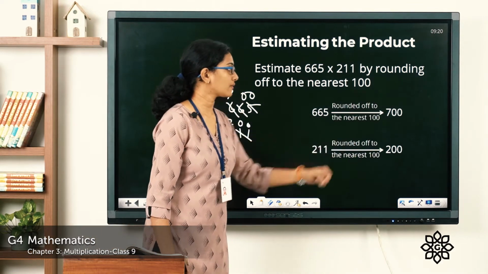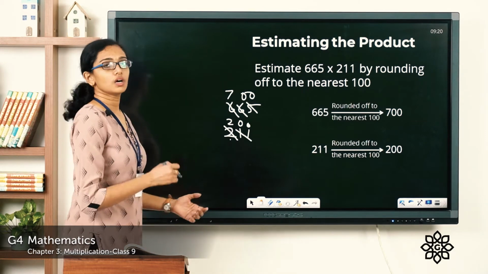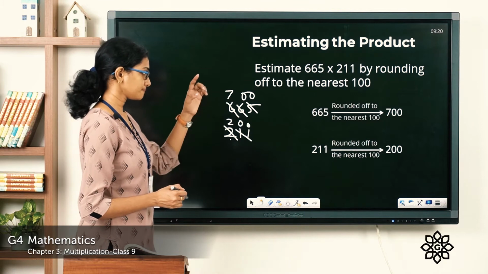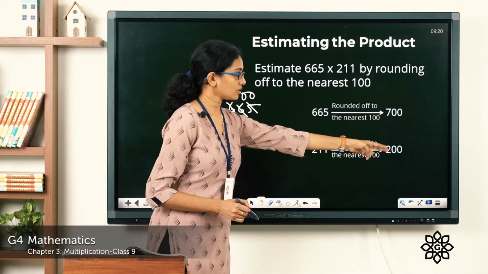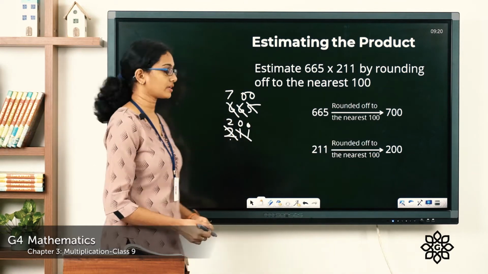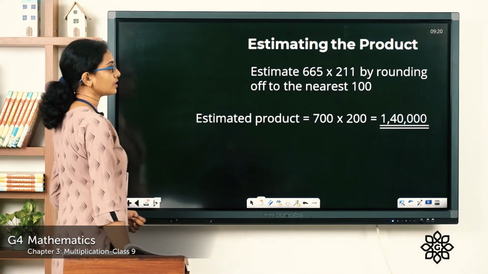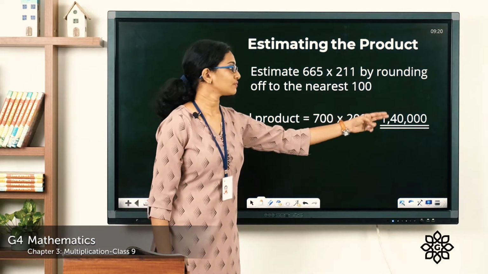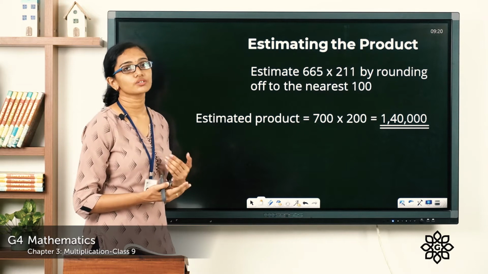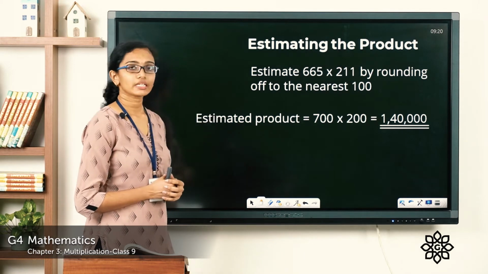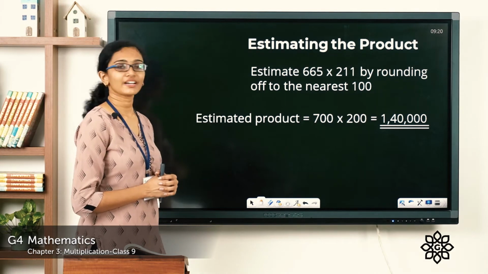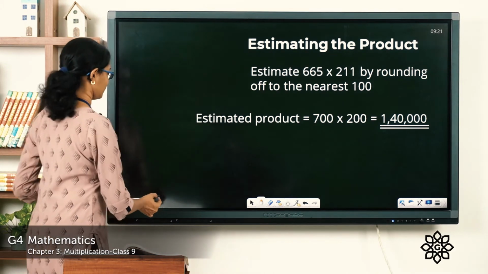Now here you have the rounded off values. Now how do you estimate the product? To get the estimated product, you have to multiply 700 and 200. So what is 700 into 200? You get 1,40,000. So 665 into 211, the product rounded off to the nearest 100, will be equal to 1,40,000. So I hope this is clear to you.